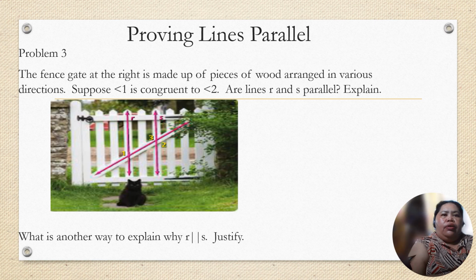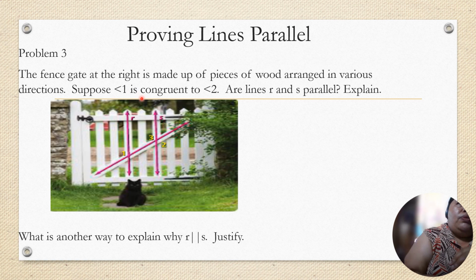Okay, so we have here problem 3. The fin skate at right is made up of pieces of wood arranged in various directions. Suppose angle 1 is congruent to angle 2. So we have here angle 1 congruent to angle 2. Are lines R and S parallel? Explain. So that is true.